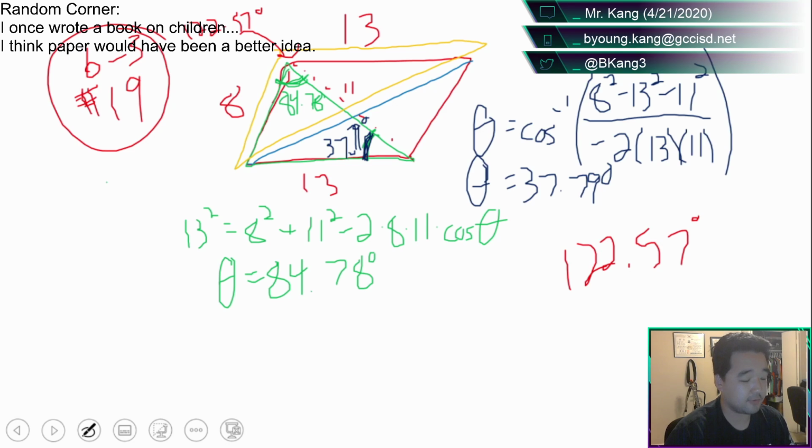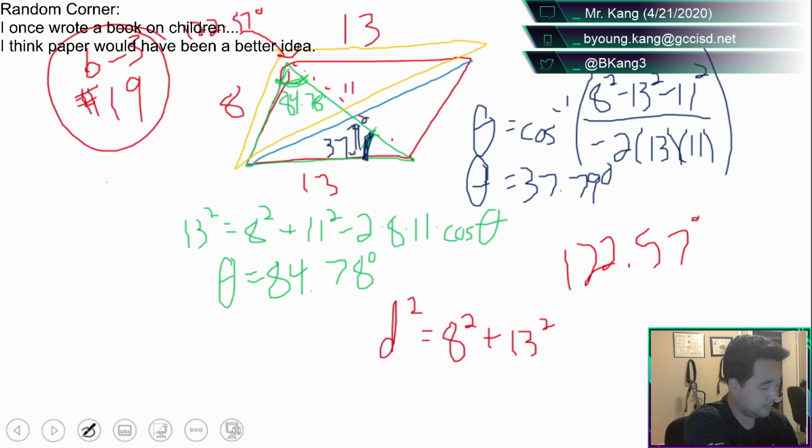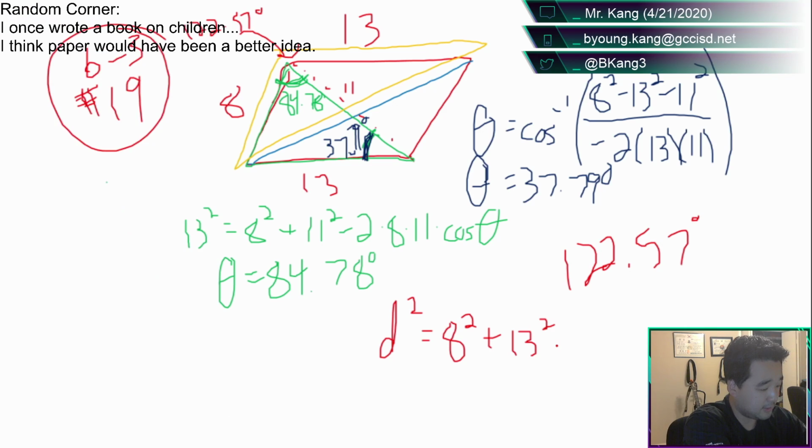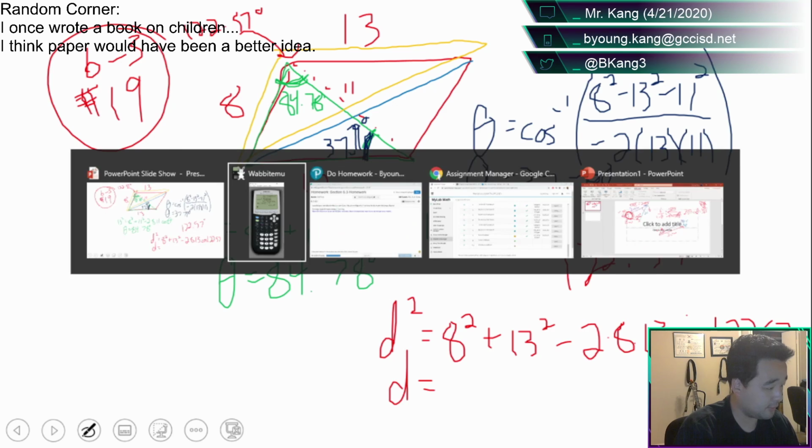And then now you do law of cosines, not having the side here. So d squared equals 8 squared plus 13 squared. I'm not confident in my mental math this morning. Hey, there we go. Okay. So minus 2 times 8 times 13 times cosine of 122.57. So that should give us the length of the longer diagonal.